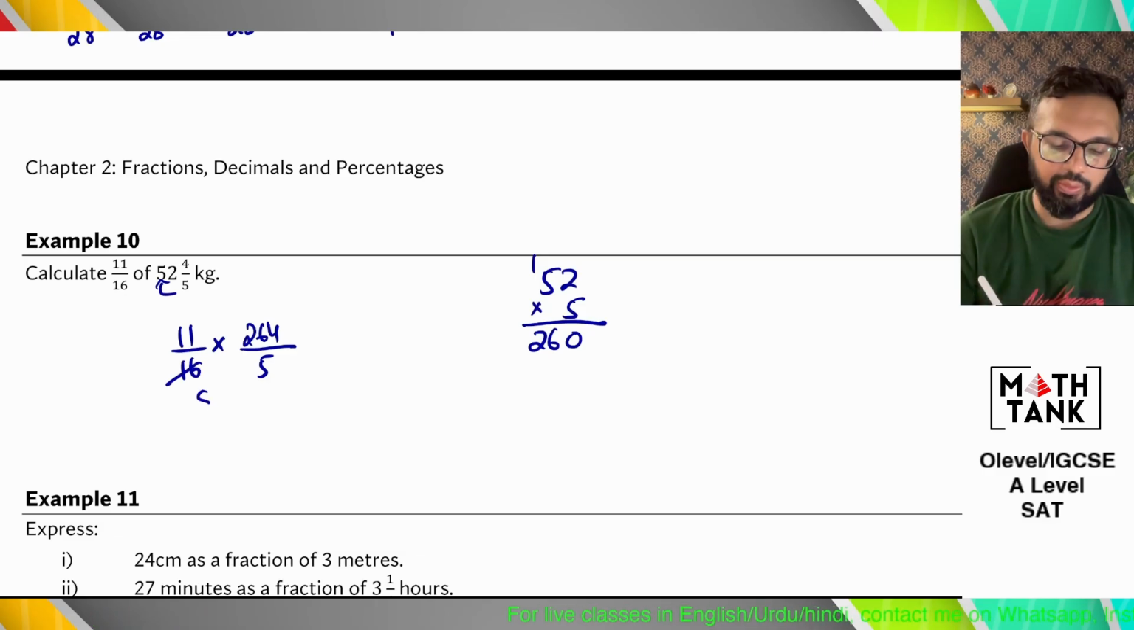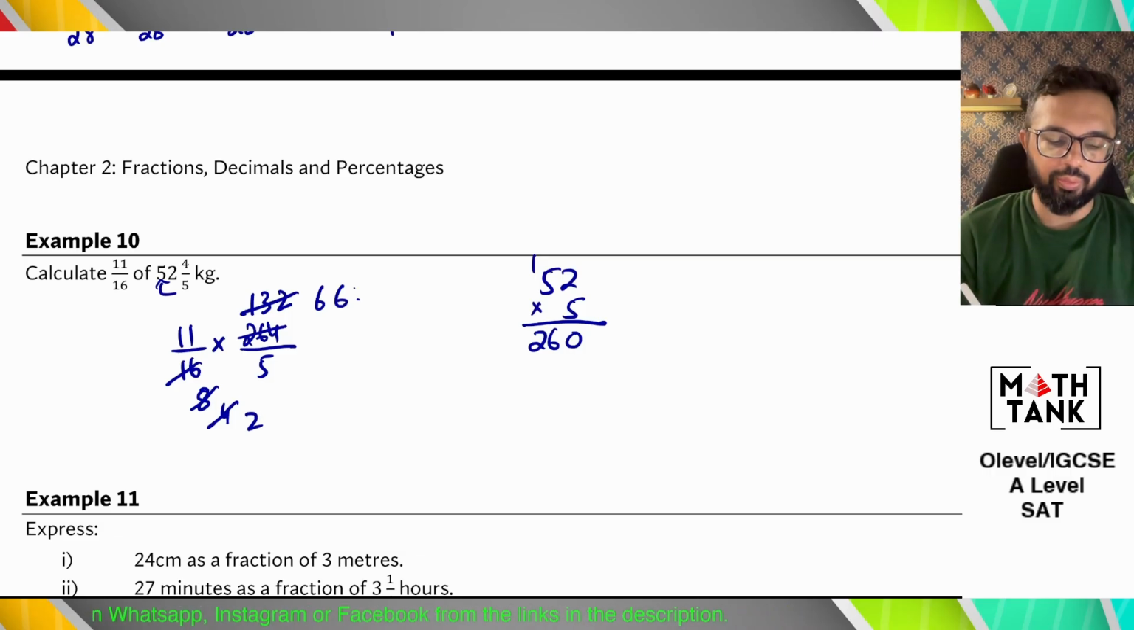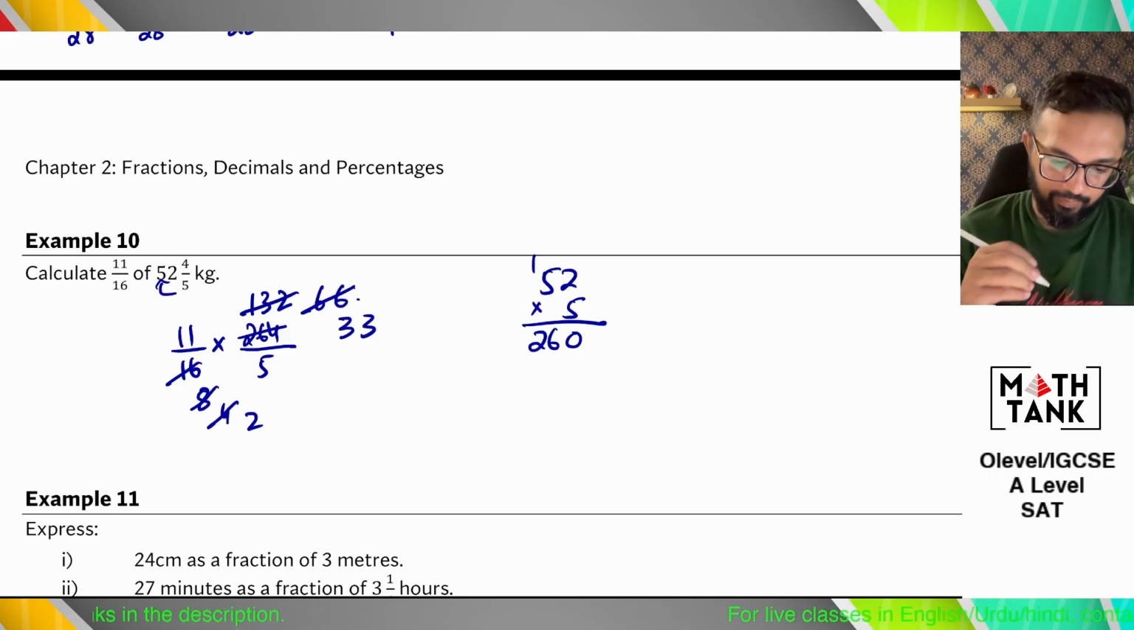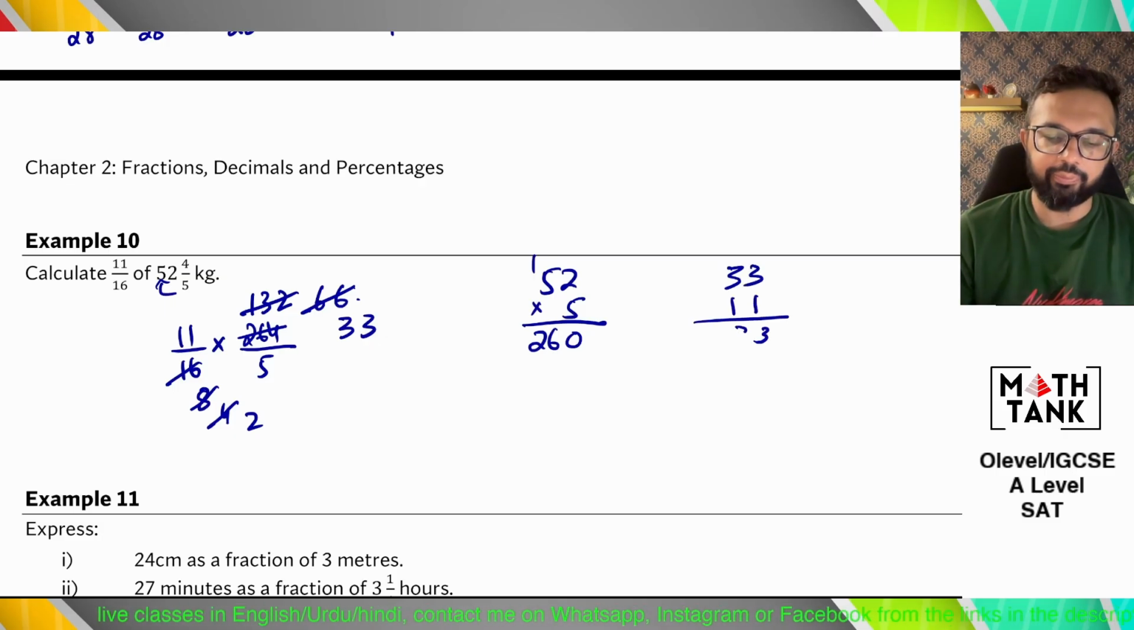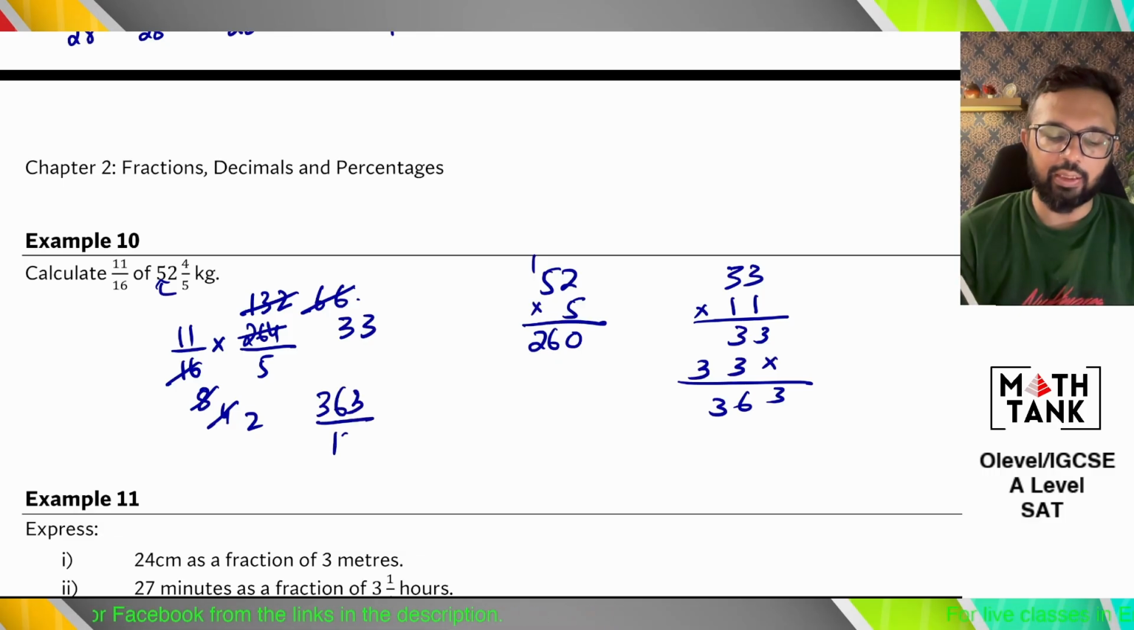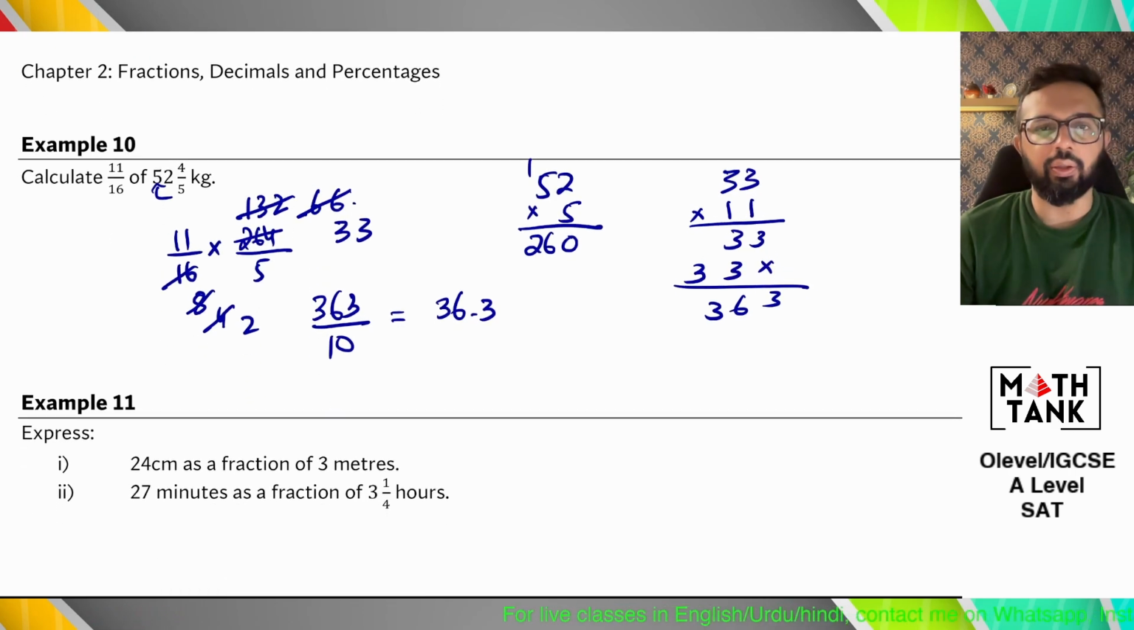I think I will be able to reduce this. So 2 times 8, 2 times 4, 2 times 6 is 12. 1 remaining. 2 times 6 is 12. 2 times 2 times 33. Okay. So that's 33 into 11. That's simple, I think. 363 over 10. I will do this in decimals later on, but this becomes 36. Or you can say 36 whole 3 over 10.